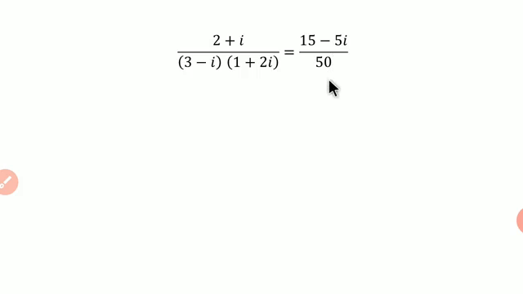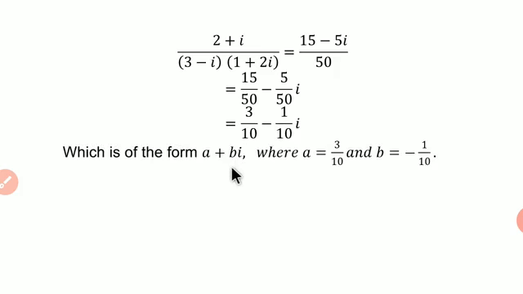If we separate the terms, it is equal to 15/50 - (5/50)i. Dividing by 5, we get 3/10 - (1/10)i, which is of the form a + bi, where a is equal to 3/10 and b is equal to -1/10. In this way, we get the values of a and b.